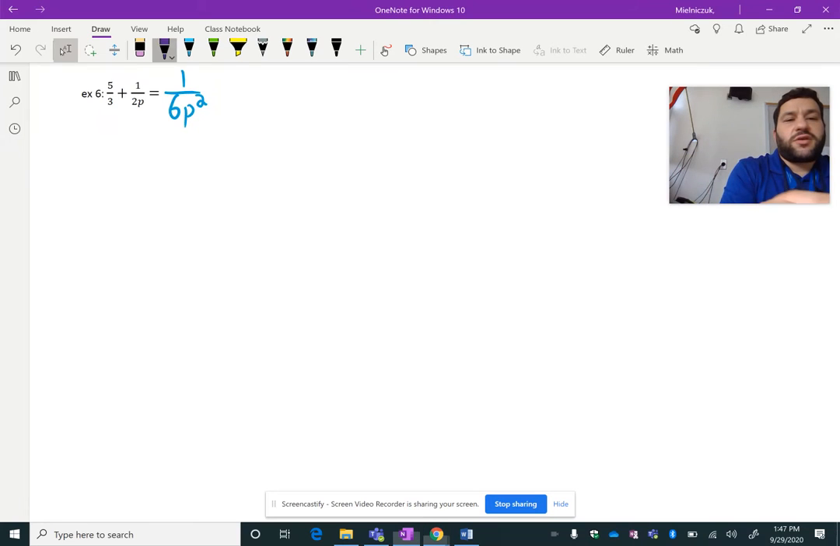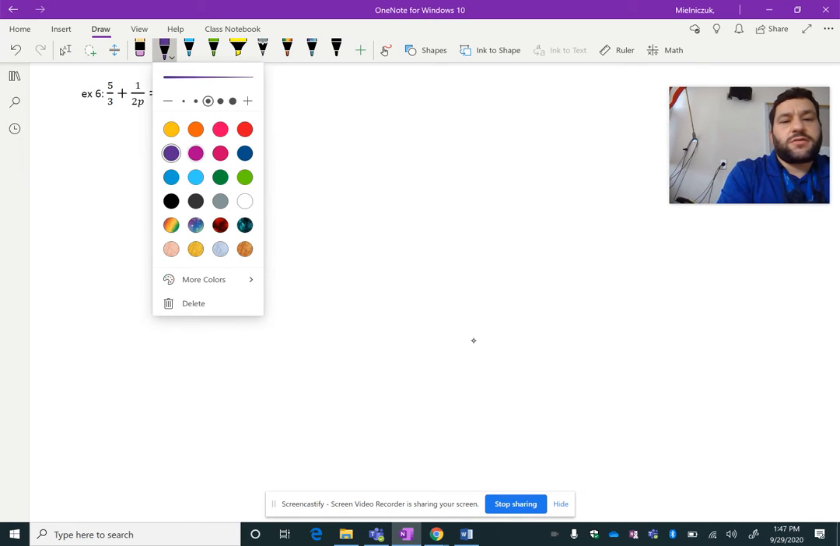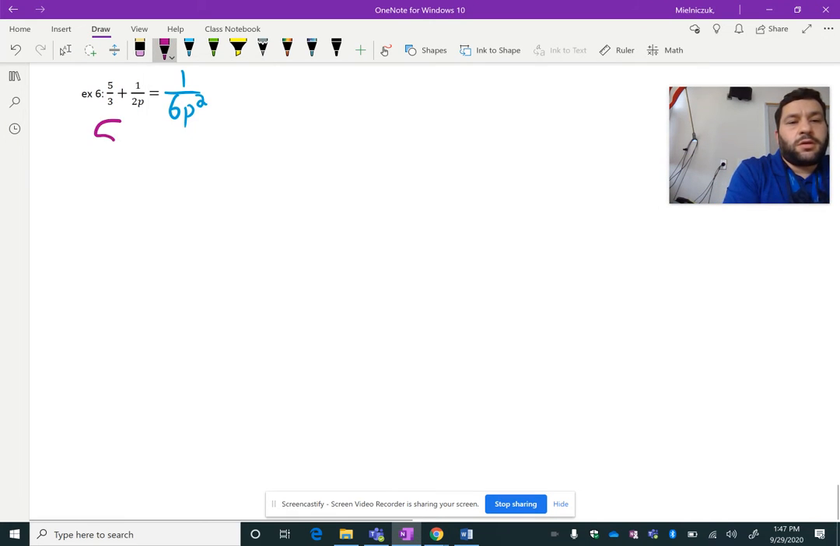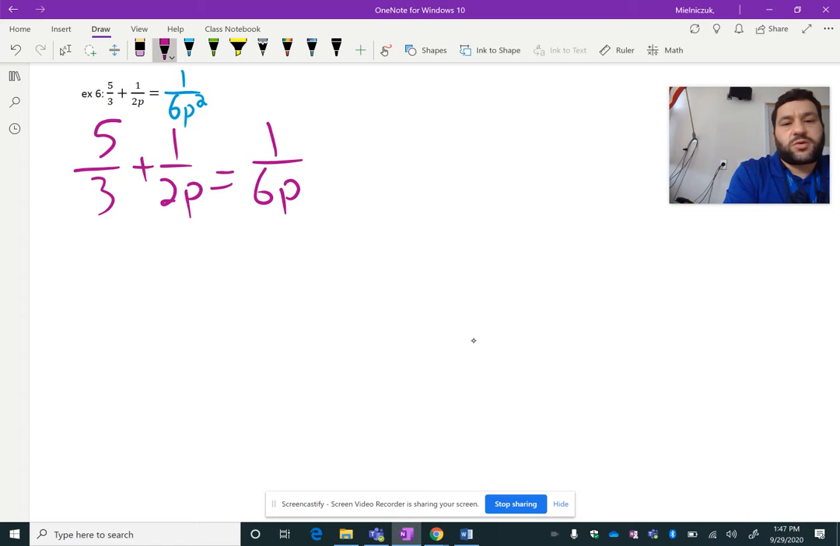All right, let's take a look at this one. We have 5/3 plus 1 over 2p equals 1 over 6p squared. So let's think about some of the strategies we've used before. Our first step was to move like denominators to one side because it just made our life easier. So I think that's going to work here as well.